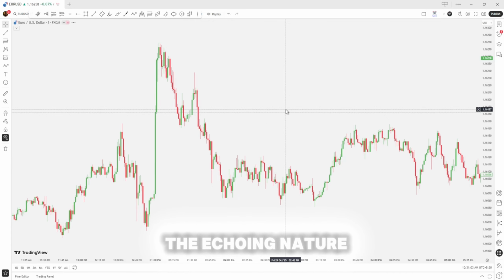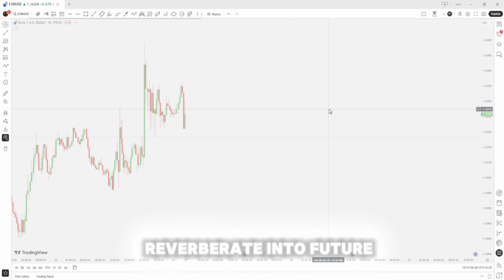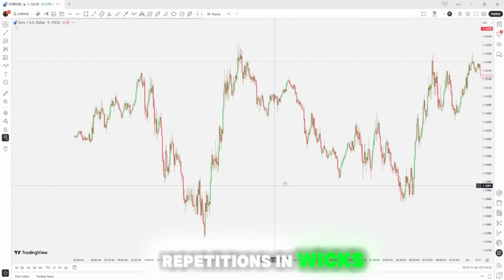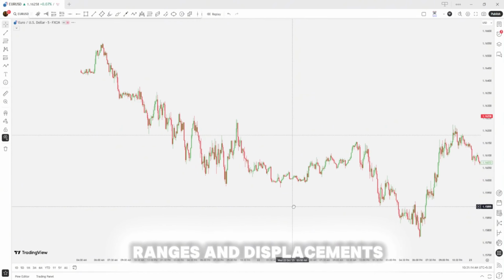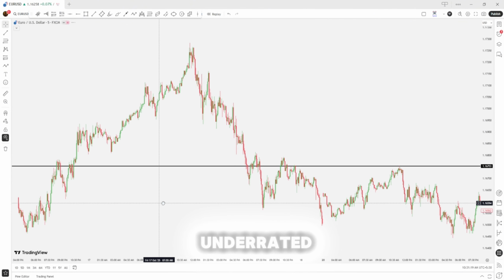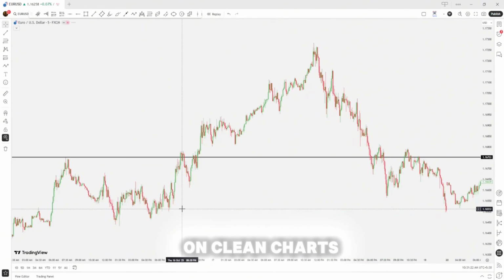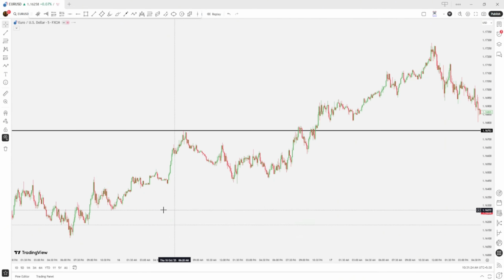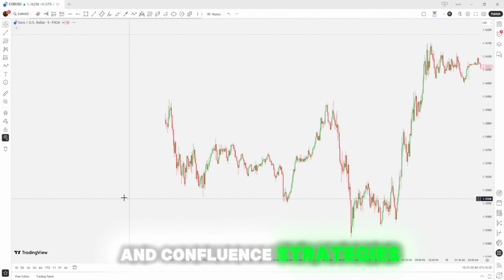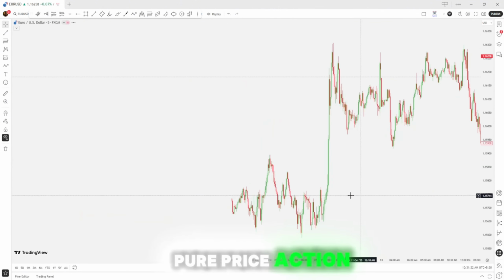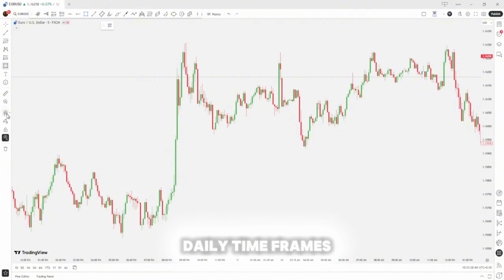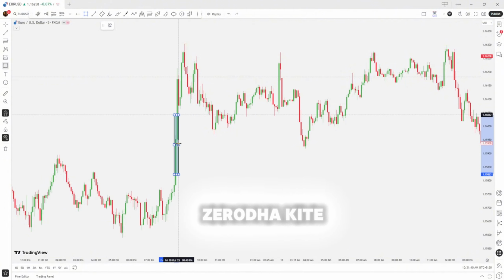These focus on the echoing nature of price movements, where past actions reverberate into future setups, revealing how institutions echo their intent through subtle repetitions in wicks, ranges, and displacements. We'll dissect the psychology driving each one, why it's criminally underrated, precise spotting techniques on clean charts, step-by-step trading mechanics, risk tweaks for volatile NSE sessions, pitfalls that wipe out the unwary, and confluence strategies to stack edges. Pure price action, no tools, no fluff, just 5-minute, 15-minute, and daily time frames on platforms like Kite.